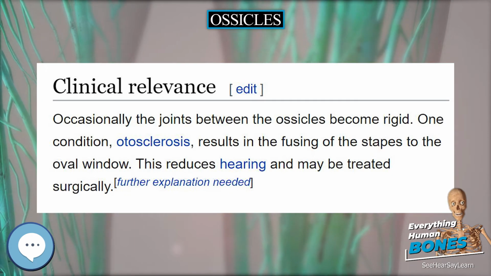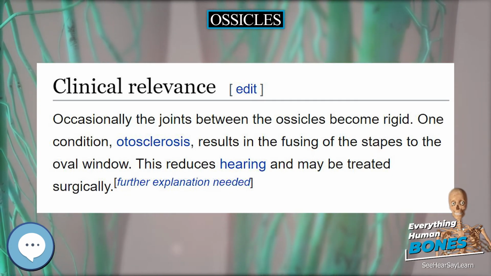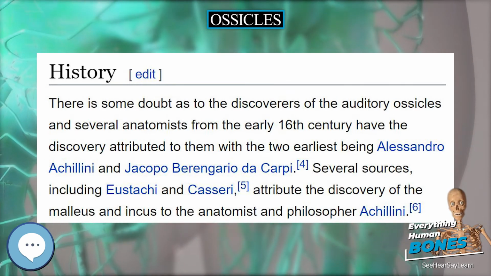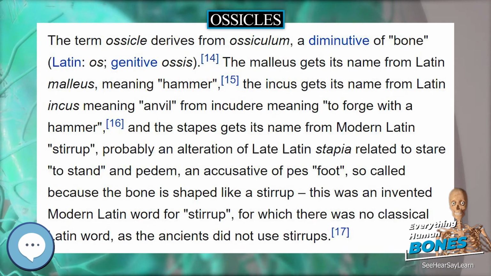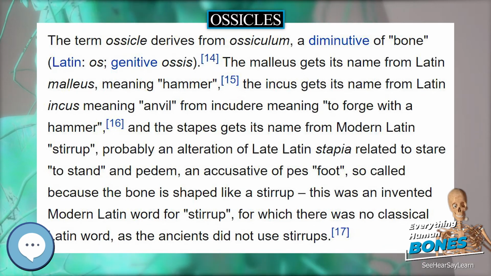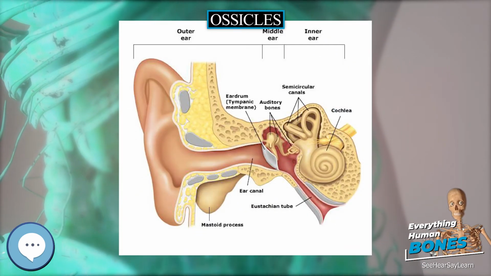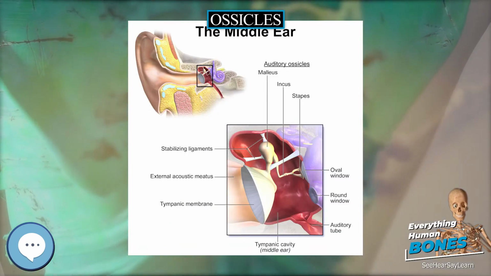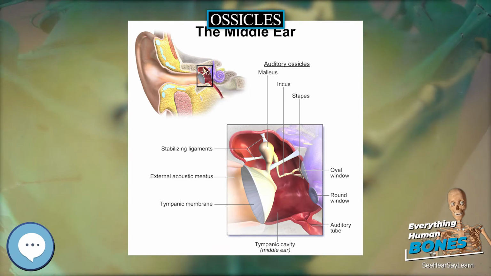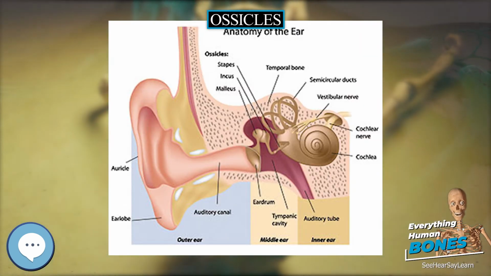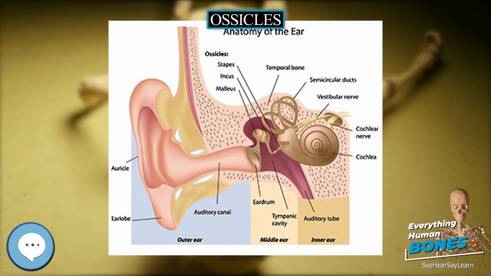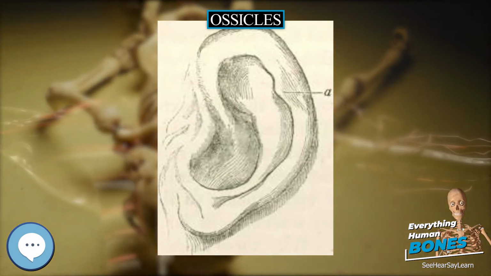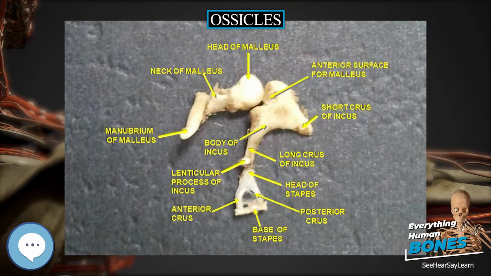History. There is some doubt as to the discoverers of the auditory ossicles, and several anatomists from the early 16th century have the discovery attributed to them, with the two earliest being Alessandro Achillini and Jacopo Berengario da Carpi. Several sources, including Eustacchi and Casseri, attribute the discovery of the malleus and incus to the anatomist and philosopher Achillini. The first written description of the malleus and incus was by Berengario da Carpi in his Commentaria super Anatomia Mundani, 1521, although he only briefly described two bones and noted their theoretical association with the transmission of sound.